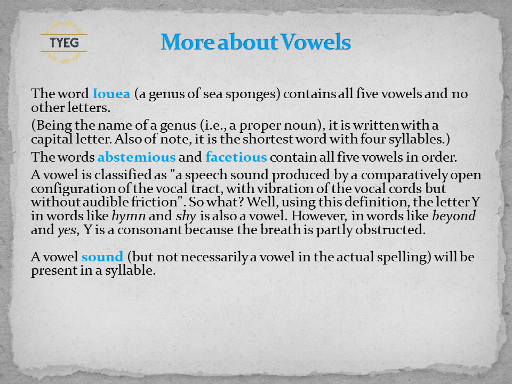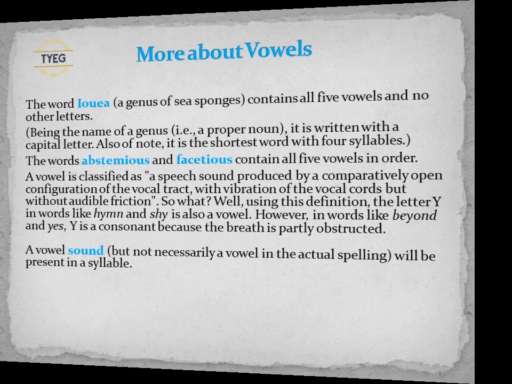A vowel is classified as a speech sound produced by a comparatively open configuration of the vocal tract, with vibration of the vocal cords but without audible friction. So what? Well, using this definition, the letter Y in words like him and shy is also a vowel. However, in words like beyond and yes, Y is a consonant because the breath is partly obstructed. A vowel sound, but not necessarily a vowel in the actual spelling, will be present in a syllable.